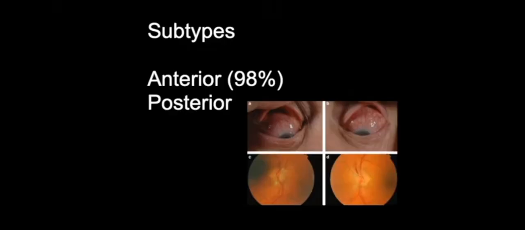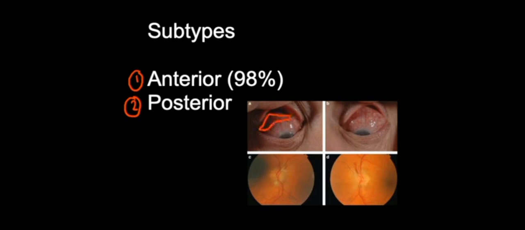In terms of subtypes, I'm not going to go into too much detail because this video is designed to be a broad overview for the non-specialist, but there are two main types of scleritis. The first, which I'm going to outline here, is anterior scleritis. That makes up about 98% of cases. That can be further subdivided into diffuse, nodular, necrotizing, and there are also subdivisions of that. There's also posterior scleritis, that's much less common, and you can see that in this photo here, and that's scleritis basically affecting the back of the eye.